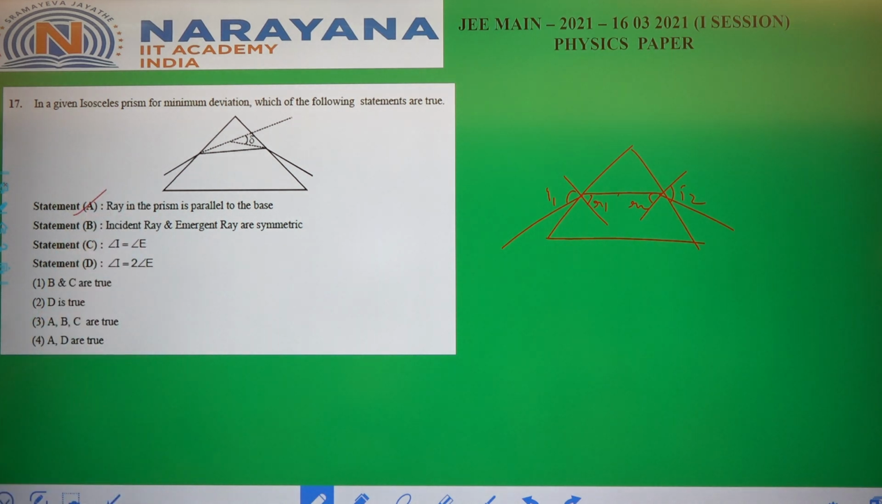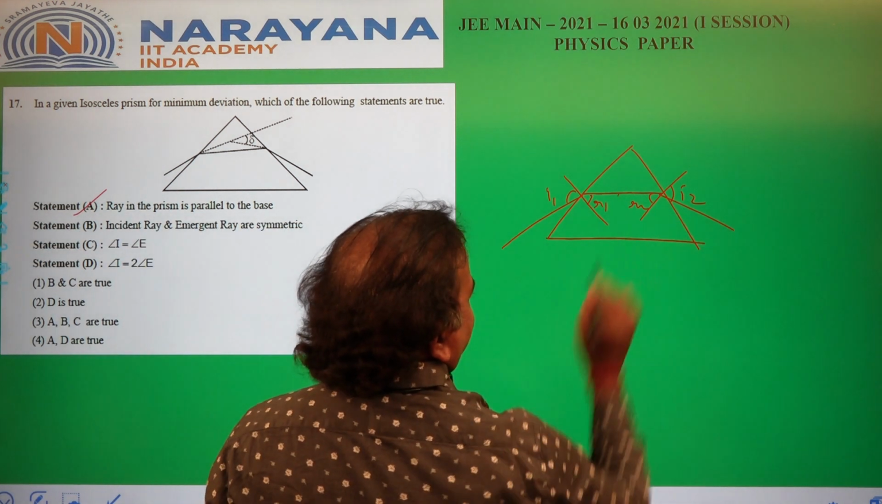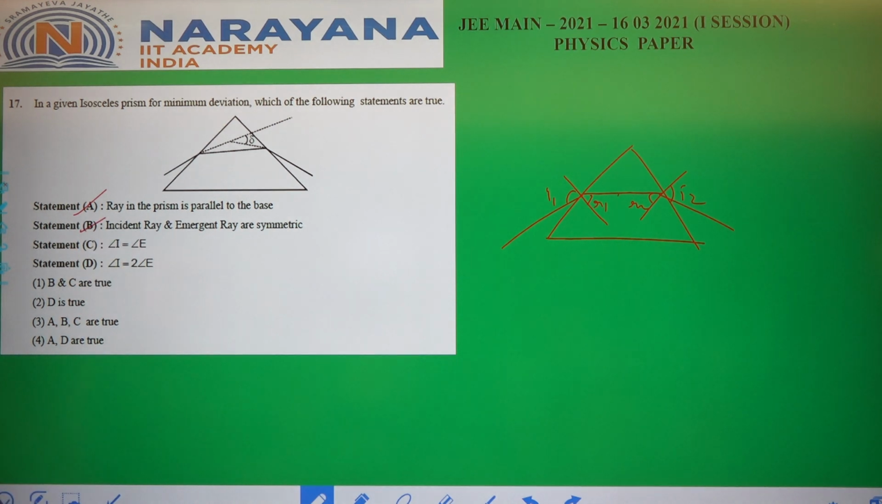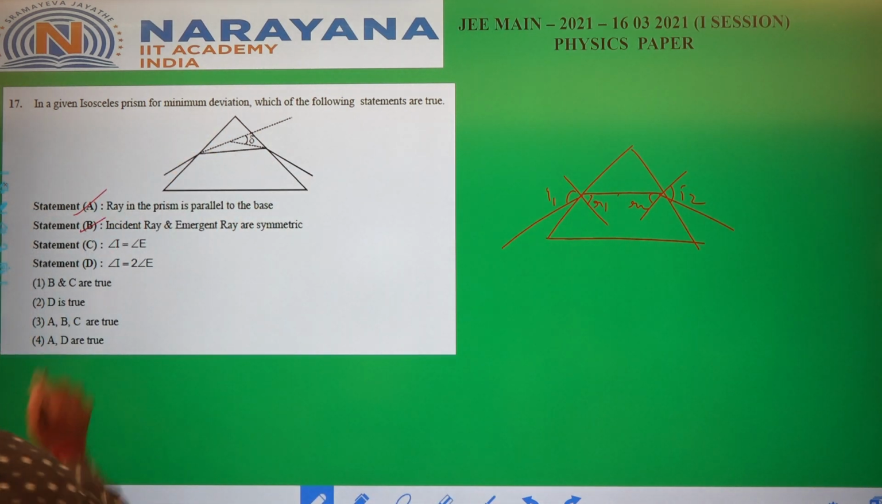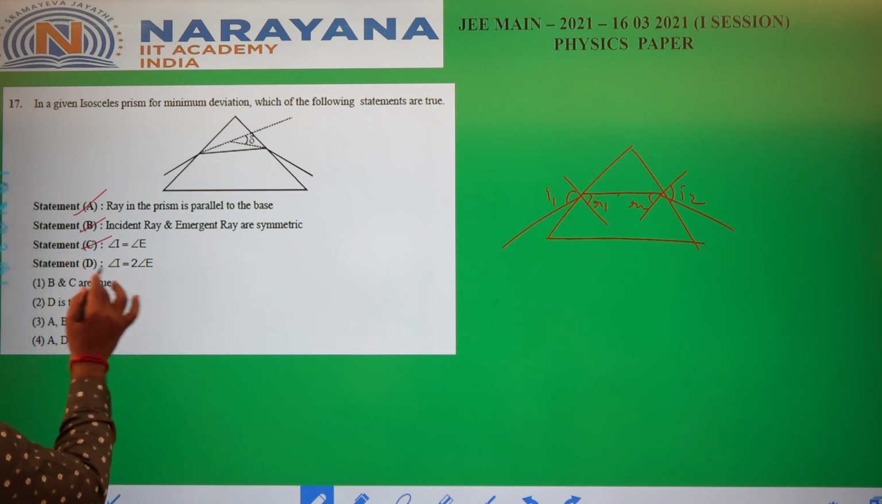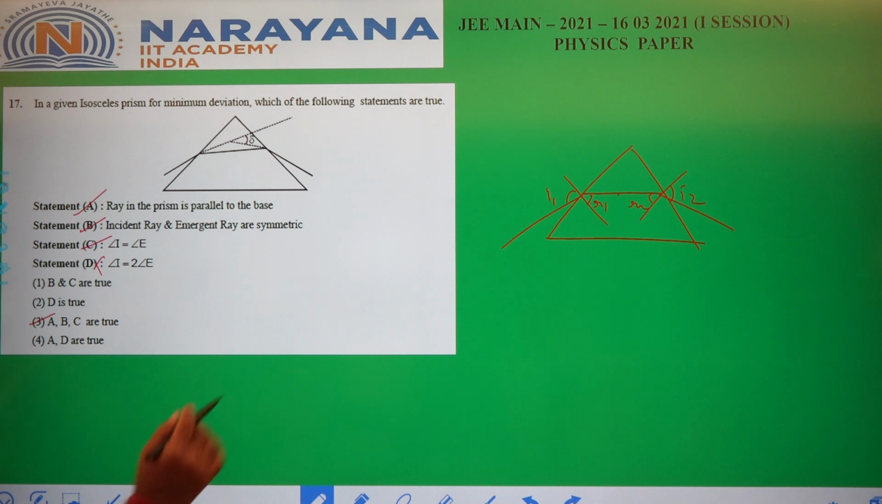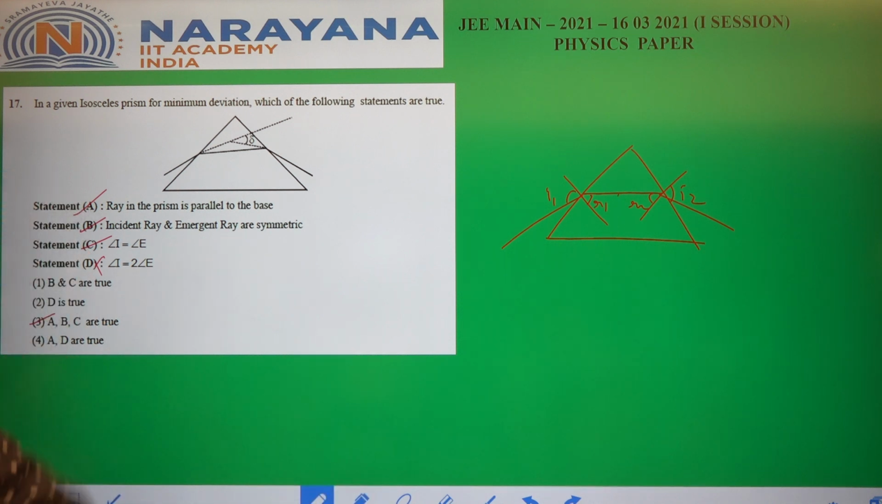A is correct. Then, are the incident ray and emergent ray symmetric? Yes, they are symmetric, so that is also satisfied. Next, the angle of incidence is equal to the angle of emergence because he said it is an isosceles triangle. So C is also satisfied. But D is not satisfied, so our options will be A, B, C are true. So it is a direct conceptual question. We'll go for the next question.